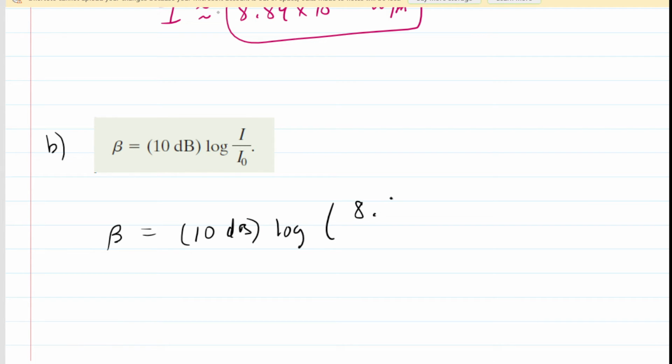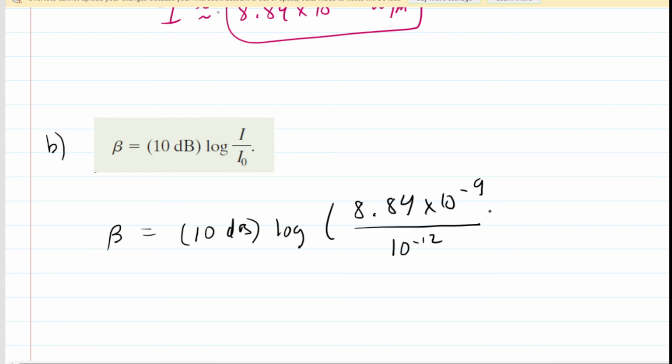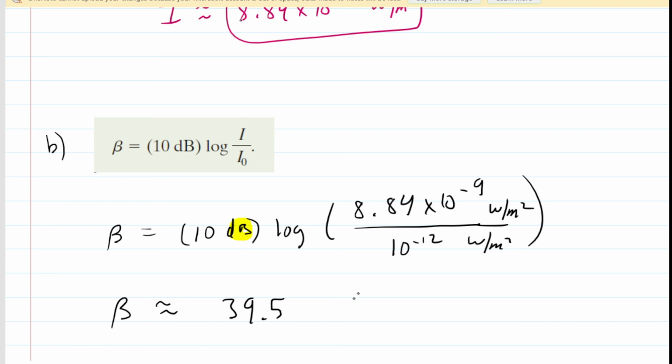and then as far as the reference intensity is concerned, we typically use a reference intensity of 10 to the minus 12. Now, both of these intensities, again, are in watts per meter squared, but those units are going to cancel out anyways. So we just pick up our calculators and we punch this in, and we get a sound level of approximately 39.5, and then dimensionally, the only unit that's left over there is the decibels, and that is the correct answer to part B.